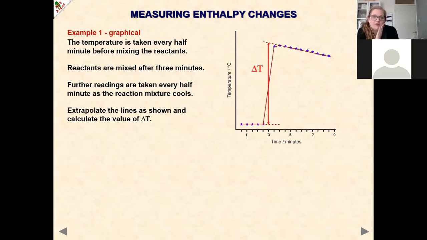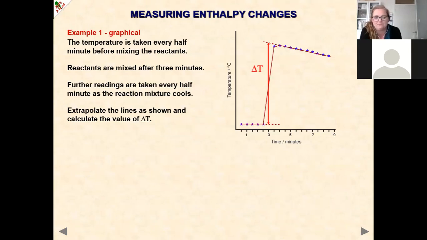We can also measure enthalpy changes graphically. The temperature is taken every half minute before mixing the reactants. That will give us our temperature at the beginning. Our reactants are then mixed after 3 minutes. Further readings are then taken every half minute as the reaction mixture cools. And then what you would do is extrapolate the lines as shown to correct and calculate the value of delta T.